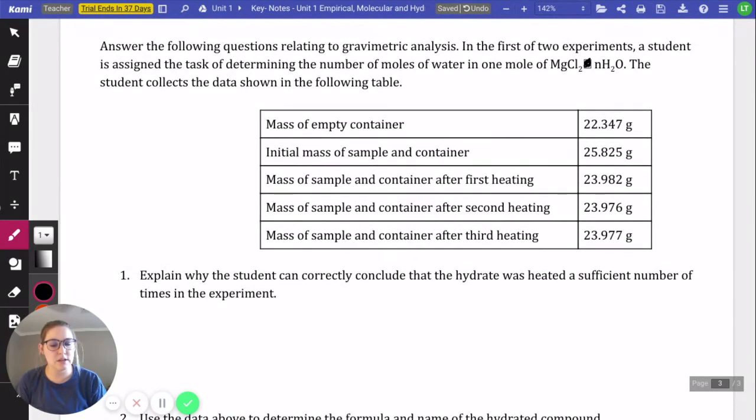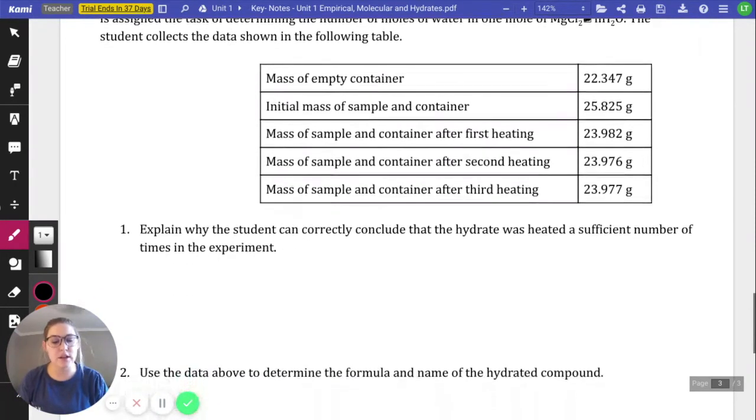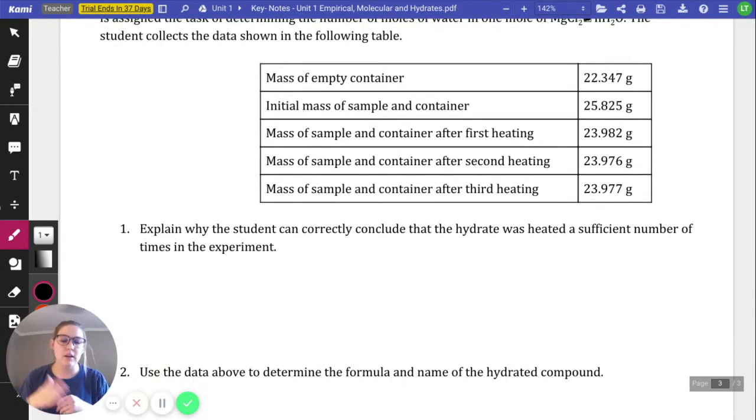So we have an empty container, our initial mass of our substance after first heating, second heating, and third heating. Okay, guys, so why are we heating this substance? What we're doing is we're trying to evaporate out the water. All right, so when we're heating our hydrate repeatedly, it's because we're trying to get rid of all of the water. So our first question says, why can our student correctly conclude that the hydrate was heated a sufficient number of times in the experiment?